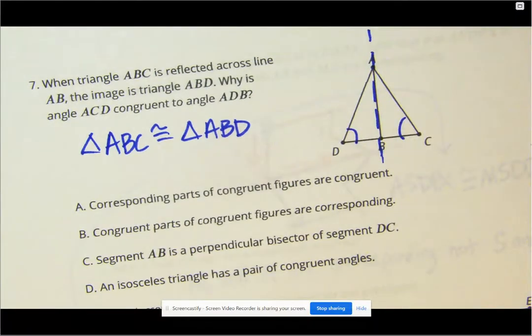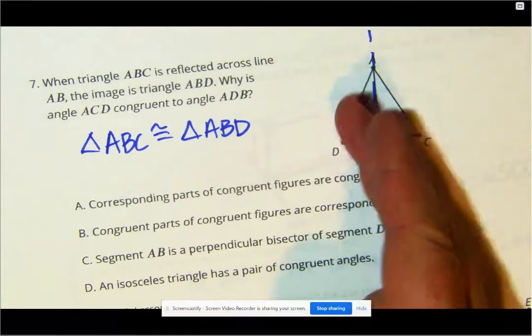Let's read all the reasons. Corresponding parts of congruent figures are congruent. Congruent parts of congruent figures are corresponding. Segment AB is perpendicular bisector of segment DC. An isosceles triangle has a pair of congruent angles. Definition of congruent is when one figure can be mapped onto another through a transformation or a series of rigid transformations. The shapes are congruent.